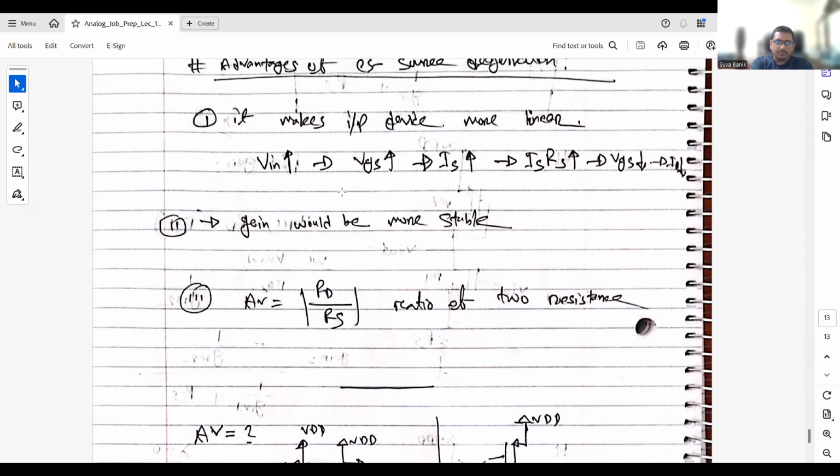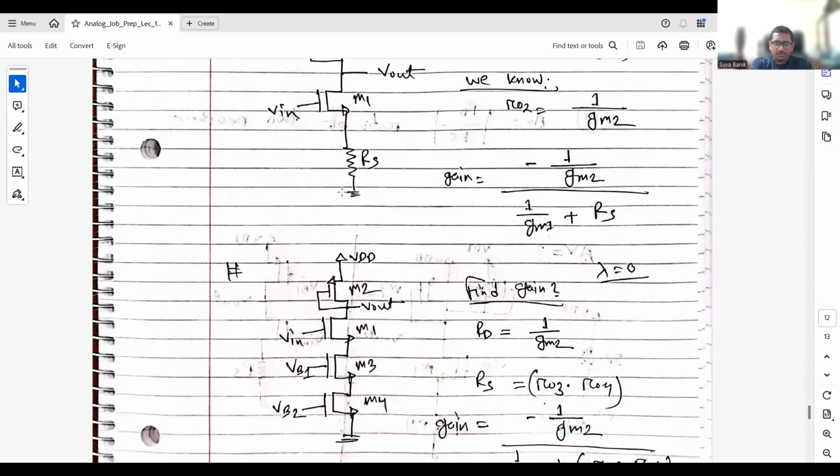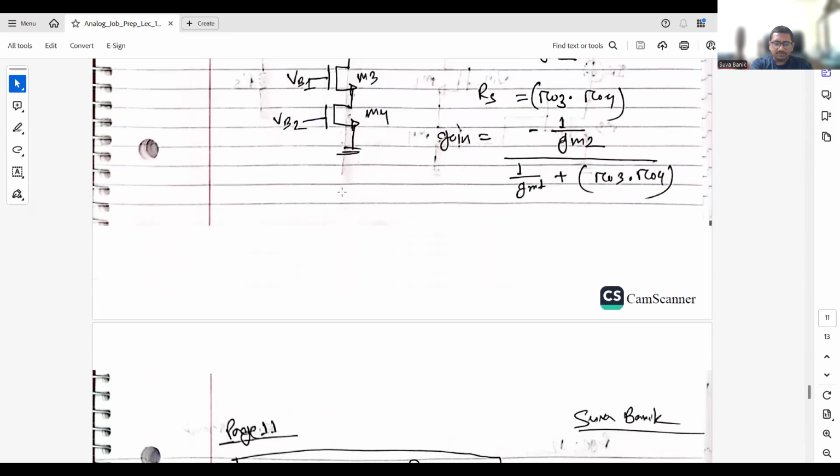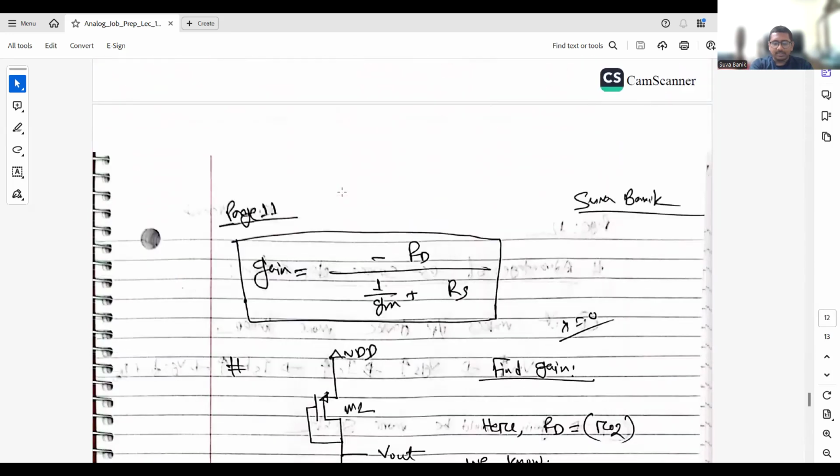How? You may find it here that you may avoid the 1 over GM term. If you make RS much larger or significant compared to 1 over GM, then we can omit this 1 over GM term. And then this gain is just the ratio of RD and RS.